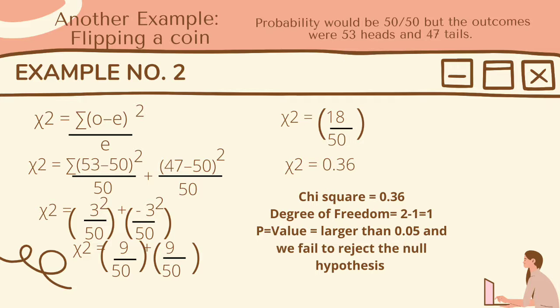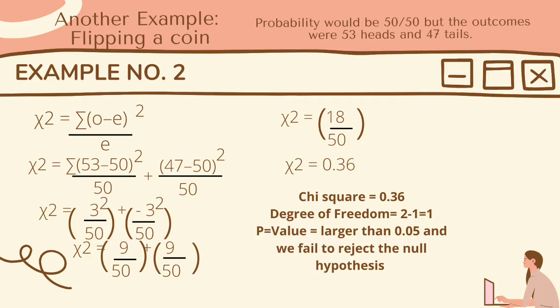Next nga buhaton kay i-substitute ang mga given numbers. So chi-squared equals the summation of 53 minus 50 squared over 50. Then i-add nimo atong ikaduha nga observed value, which is ang 47. So plus 47 minus 50 squared over 50. Sunod sana, i-minus na naton. Chi-squared equals 3 squared. Kay 53 minus 50 kay 3. So 3 squared over 50 plus 47 minus 50 kay negative 3. So negative 3 squared over 50.